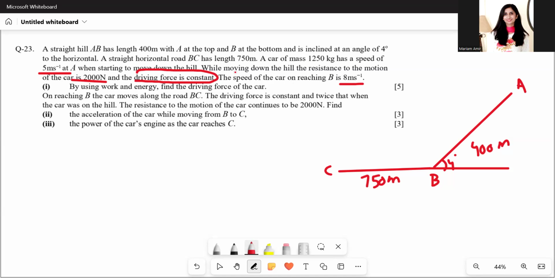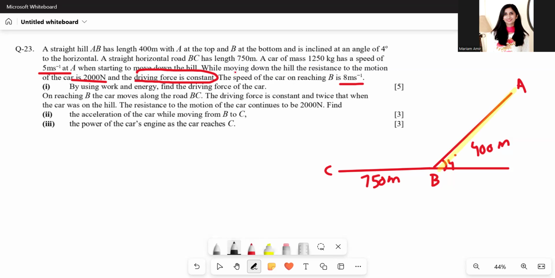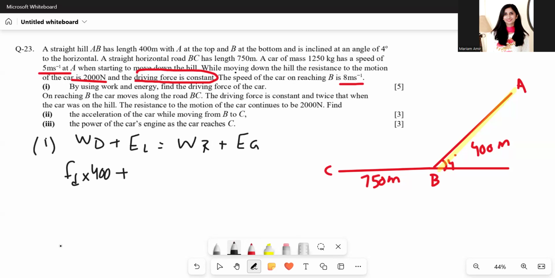Okay, let's do that. So let's take a look at this part of the motion. We're going to use the work energy principle. Work done by driving force plus loss in energy is equal to work done by resisting force plus gain in energy. So we need to find the driving force. Work done by driving force is the driving force times the distance covered, which is 400, plus loss in energy. As the car moves from A to B, the potential energy will drop by mgh.